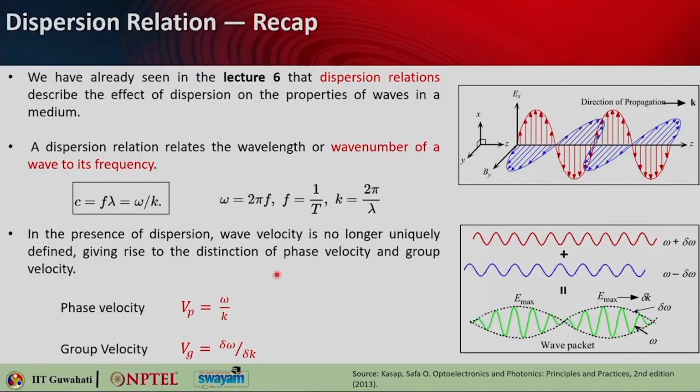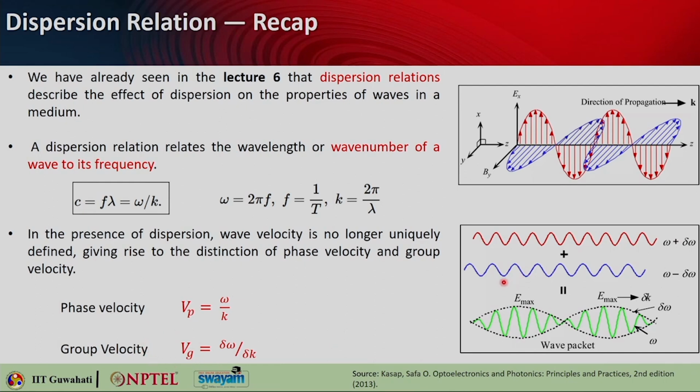Now, in the presence of dispersion, we have seen that if the wave is not monochromatic, the wave velocity will no longer be uniquely defined. It means it will have a phase velocity for every frequency component, and as a group, as a packet, it will move with a velocity called the group velocity, given as Vg.